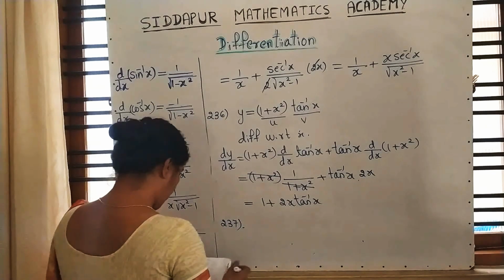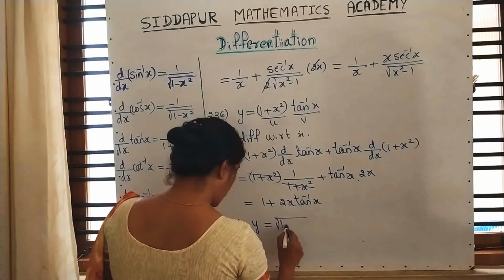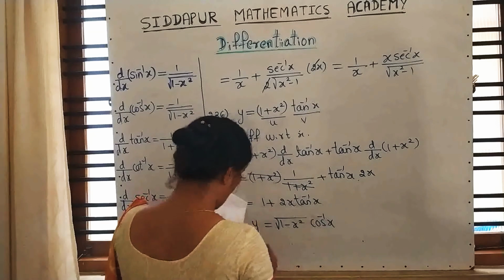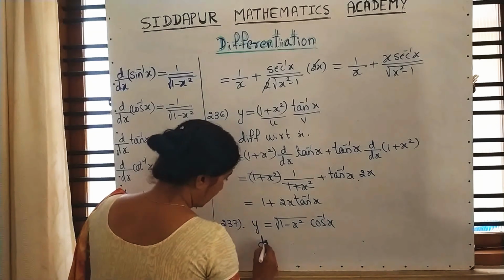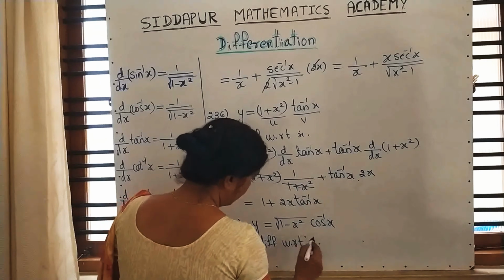237. Y is equal to root of 1 minus x square into cos inverse x. Here also we are applying u into v rule, product rule.